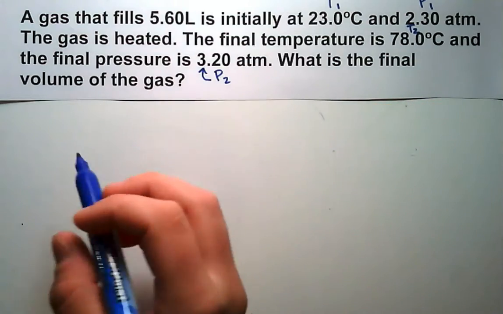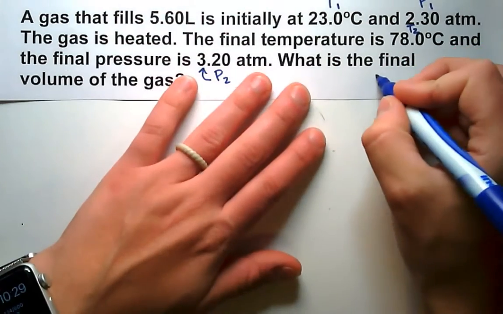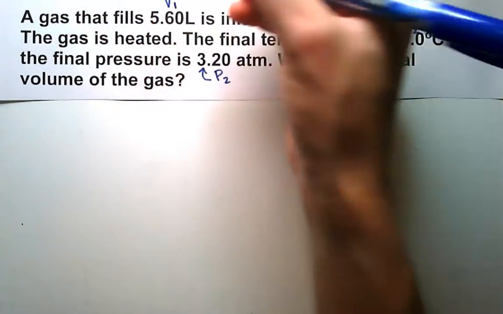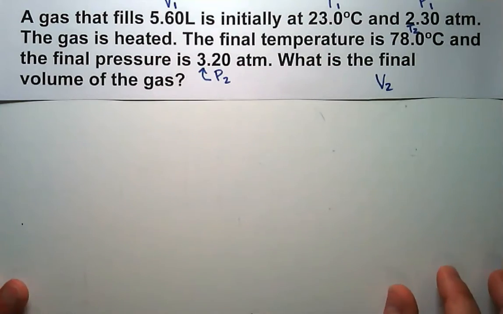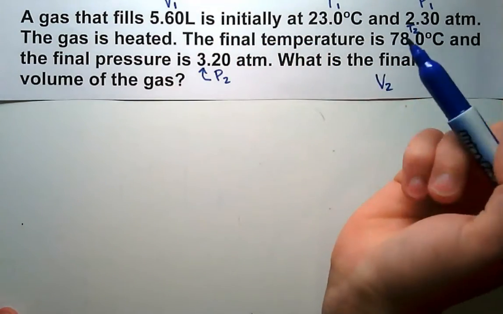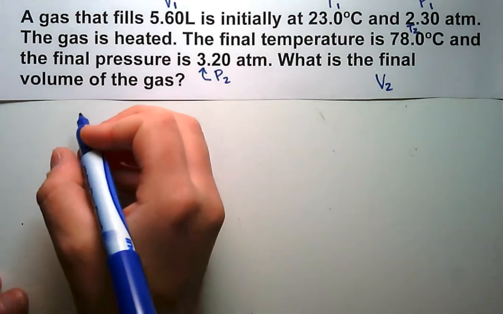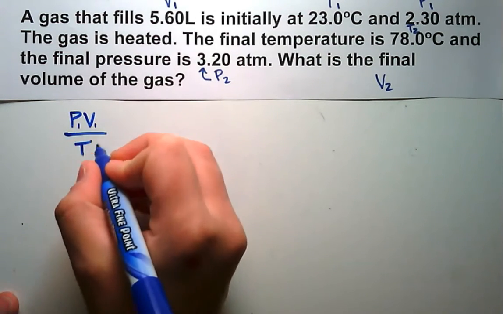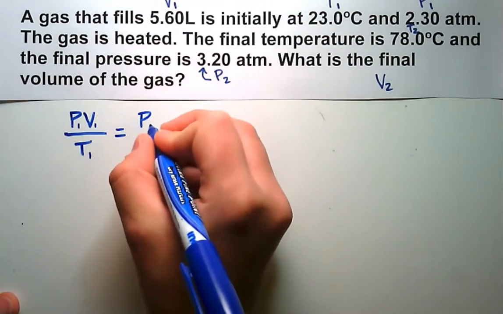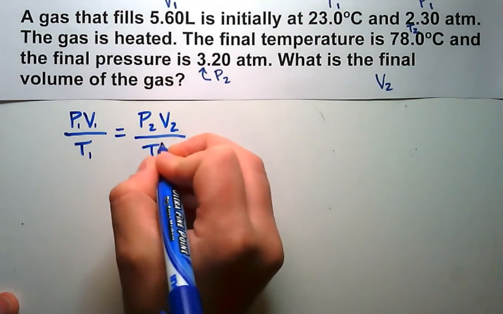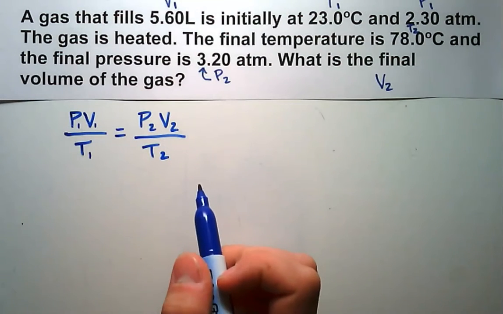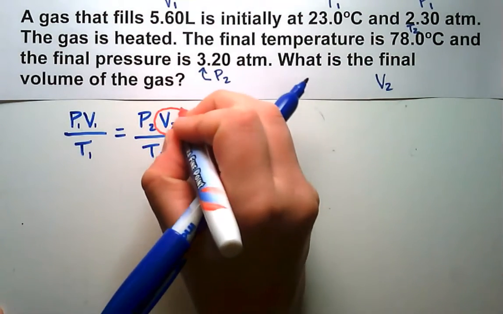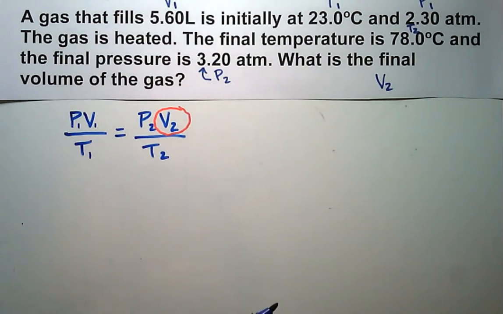Okay, and it says what is the final volume of the gas? So we know that what we're looking for is our V2 value. So this must be our V1 value, it's our initial volume. So we have all these different variables, V1, T1, P1, P2, and V2. And our combined gas law says that PV over T, P1 V1 over T1, equals P2 V2 over T2. And so we just need to substitute in our variables and solve for the variable that we're looking for, which is V2. We're looking for V2.